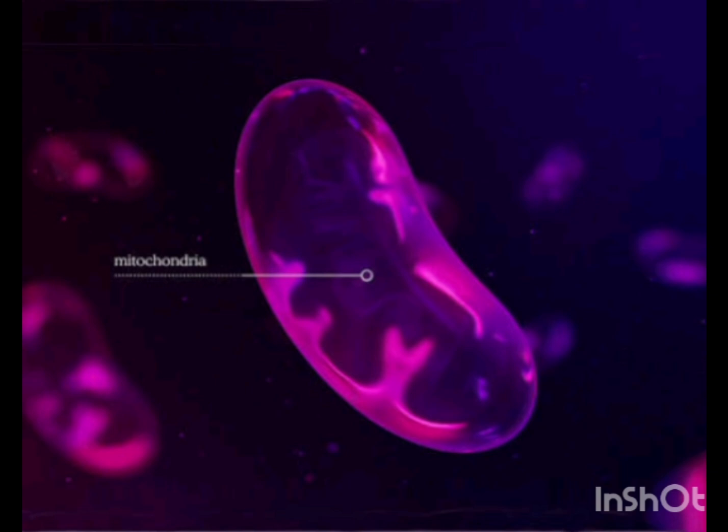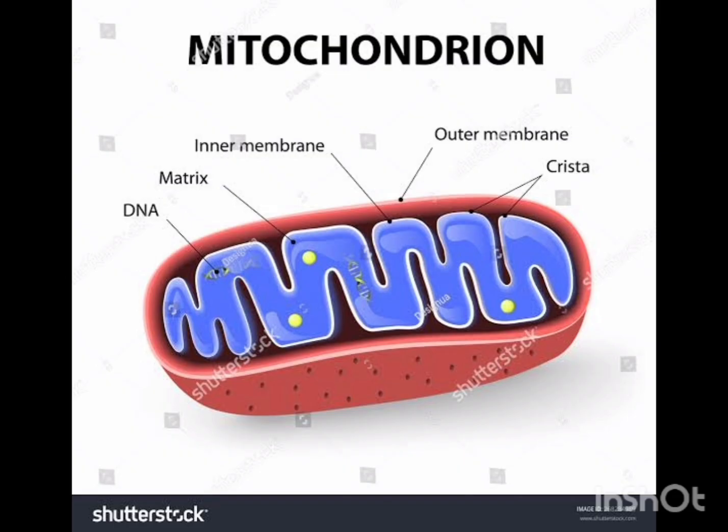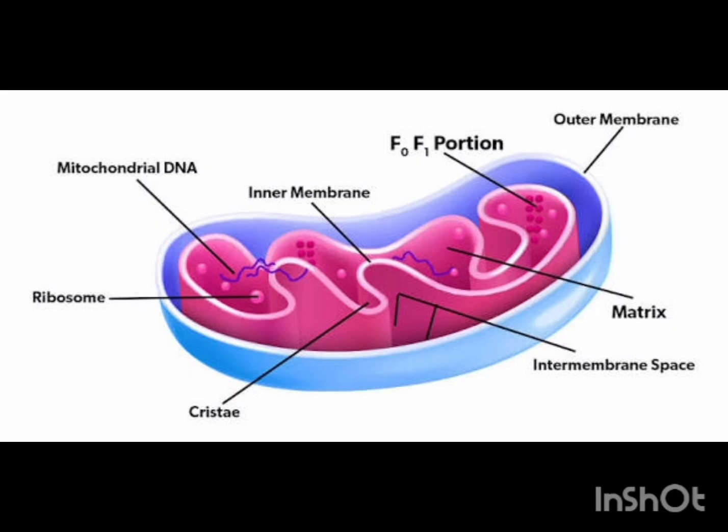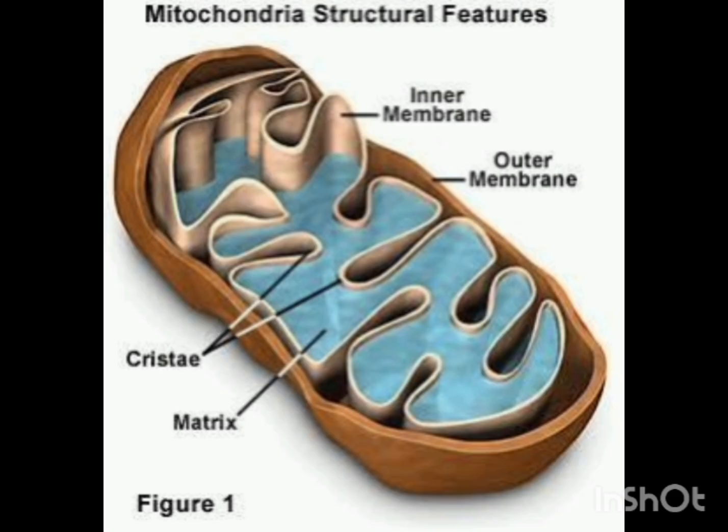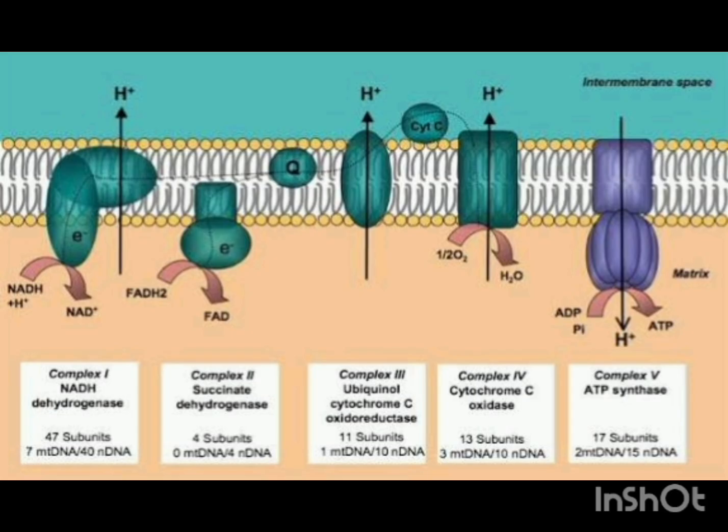To summarize, the outer membrane surrounds the mitochondria and contains porins. The inner membrane is highly selective and houses the ATP-producing machinery. Cristae are folds of the inner membrane that increase the surface area. The electron transport chain located on the cristae generates ATP through oxidative phosphorylation. Oxygen acts as the final electron acceptor, enabling efficient energy production. Mitochondria truly deserve the title of powerhouse of the cell because they convert nutrients into the energy that powers life itself.